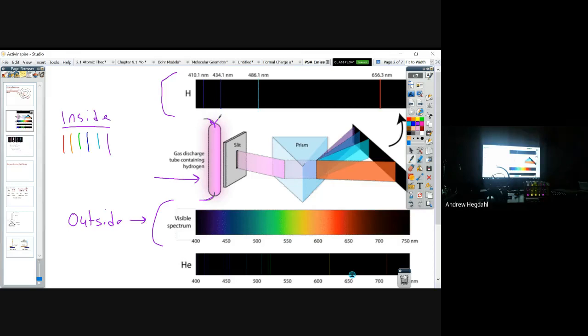Okay. Here's another one, helium. I think this one's a really cool one. You get lots of colors and they're really bright. All right, is this the more dramatic one? Yeah, it's a lot of colors. You know? Yep, that's the one.